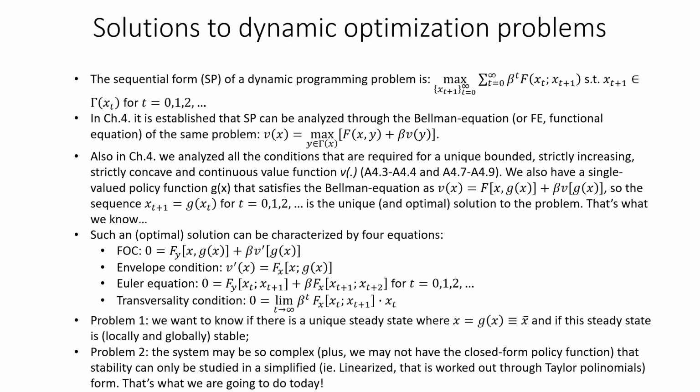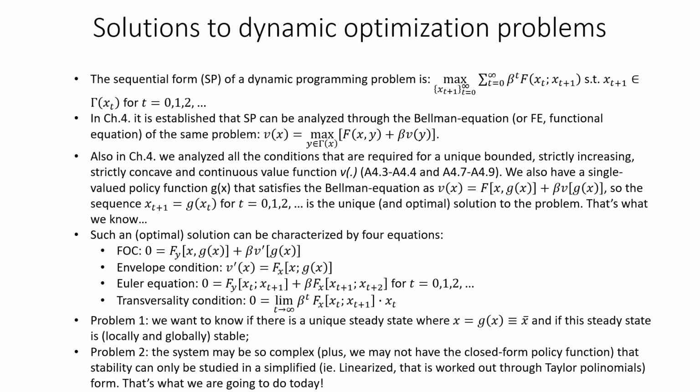In the past few lectures, we learned that any dynamic optimization problem can be written in a sequential form, which has a related Bellman equation or functional equation. Our textbook uses the functional equation label. So such a dynamic optimization problem can be studied and solved through solving the Bellman equation. What is a solution to such a Bellman equation, to such a dynamic optimization problem?